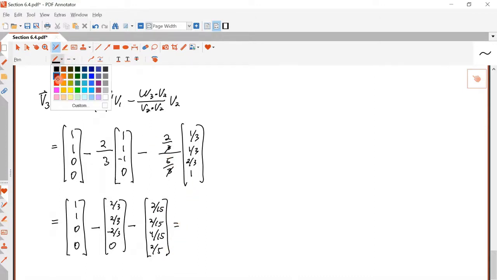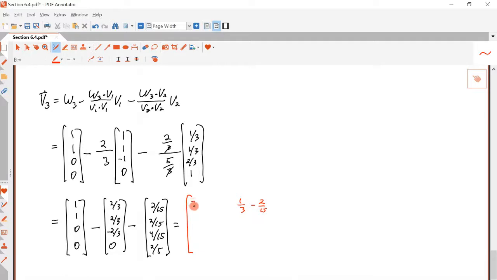So what do we have in the end? This is the vector. 1 minus 2/3 is 1/3, minus 2/15, so that's 5/15 minus 2/15, which is 3/15. 1 minus 2/3 minus 2/15, same thing, 3/15. 2/3 minus 4/15 is 10/15 minus 4/15, so that's 6/15, which is 2/5. 10 minus 4 is 6. And the last one is just minus 2/5.